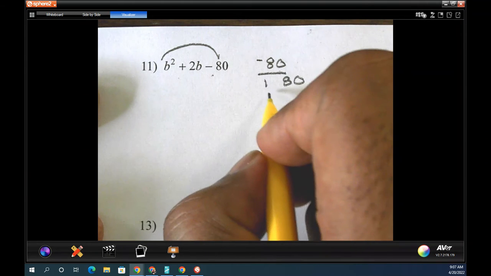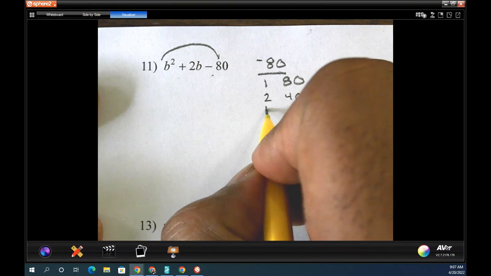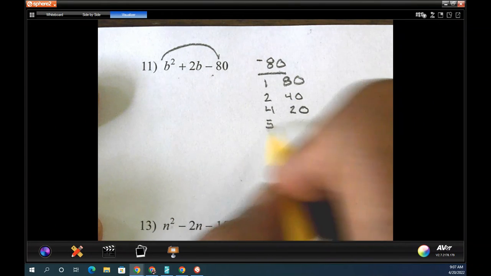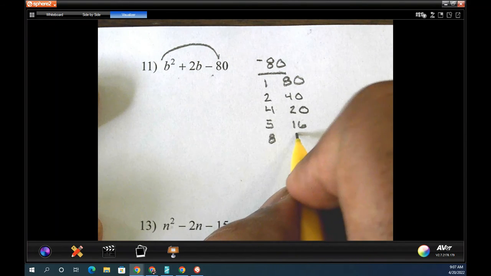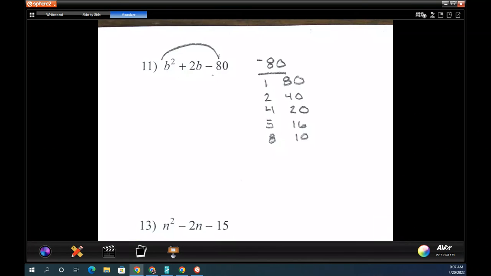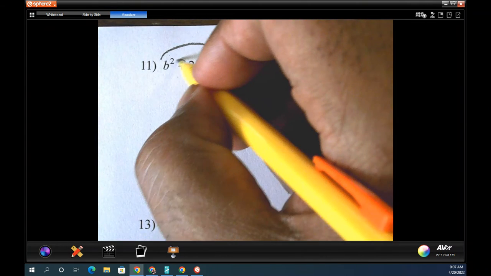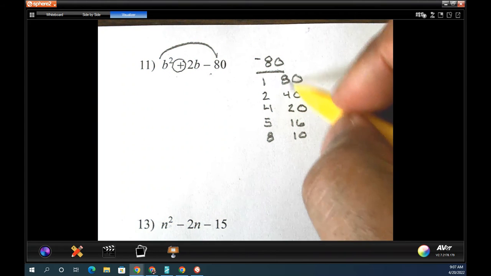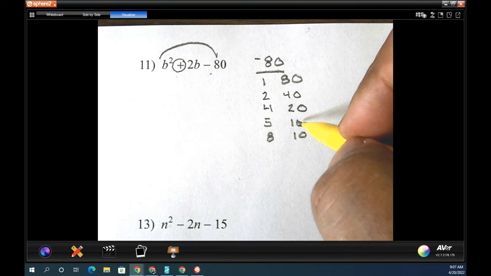And I'm going to give you the factors for these. So it's 2 and 40, 4 and 20, 5 and 16, and 8 and 10. That's it. Now, here's the thing. You always take the first sign. The first sign is positive. So that tells me if you do it this way, all the larger factors will be positive.